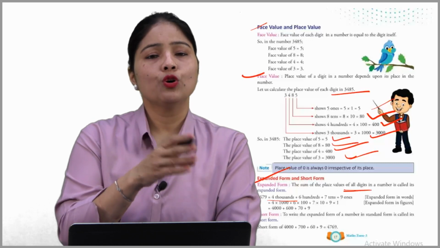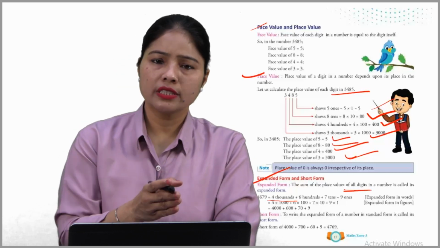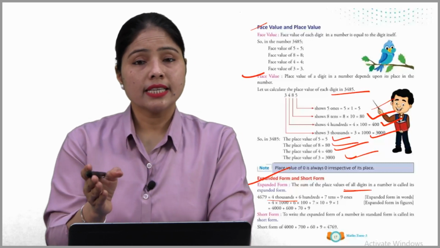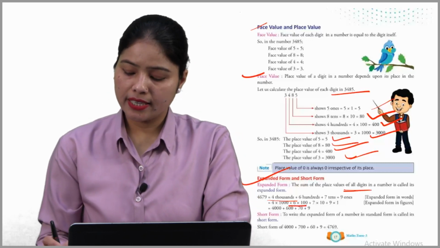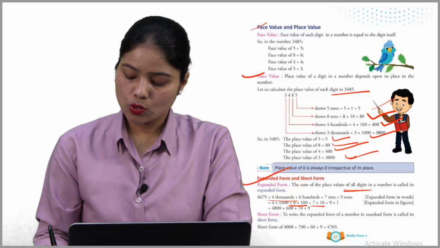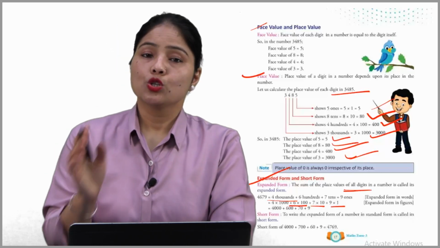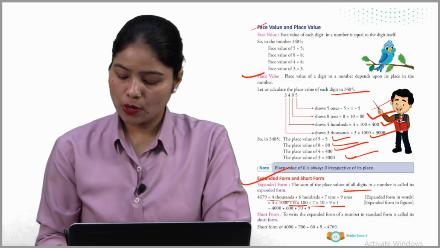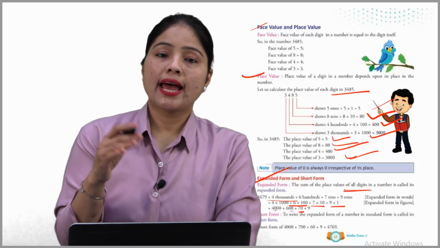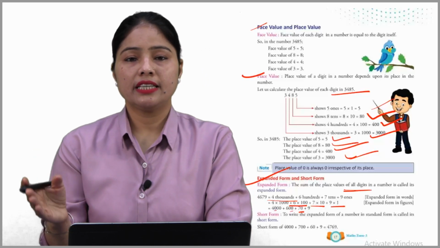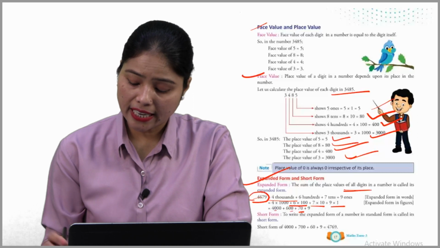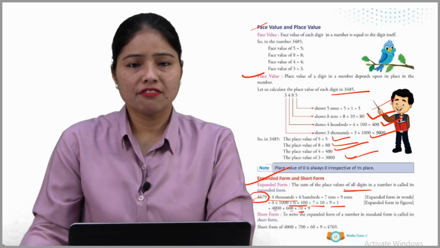So 4000: 4 multiplied by 1000, क्योंकि वो 1000 की place पर है, that is why we multiply with 1000. 6 with 100, that is 600. 7 with 10, because वो 10 की place पर है. 9 with 1, because it is in the ones place. So 4 into 1000 is 4000, this is 600, 70 and 9. If you add 4000 plus 600 plus 70 and 9, you will get 4679. Okay, so this is very easy.